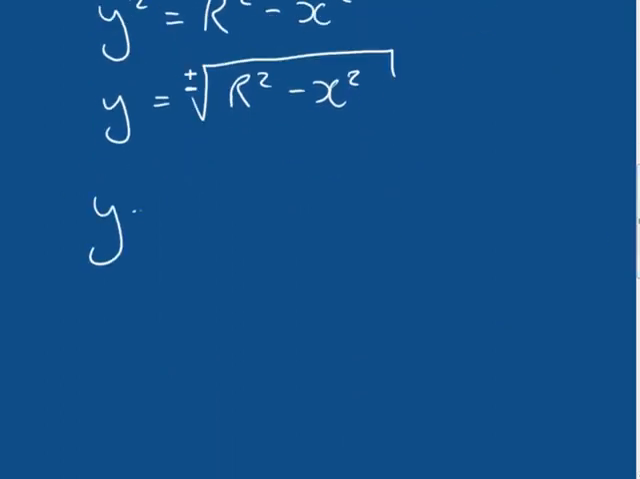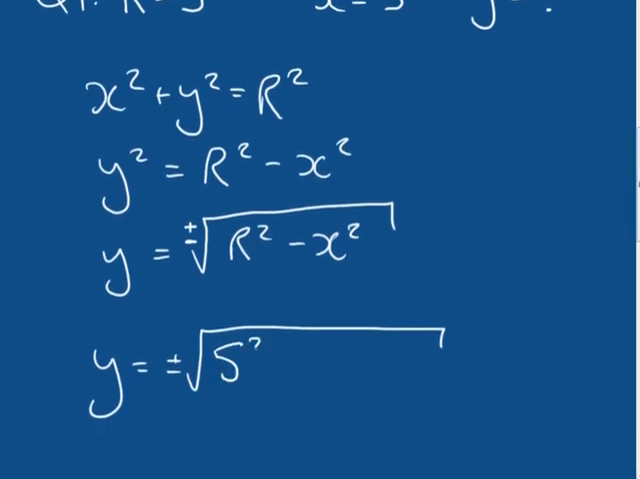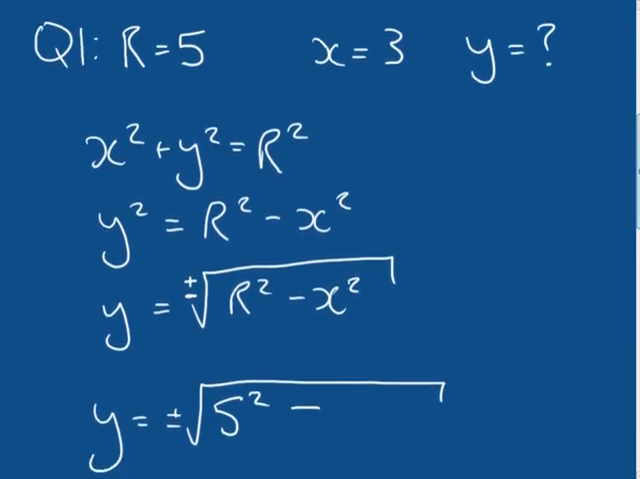So y is equal to plus or minus the square root of r was 5, so 5 squared, minus x is 3, so 3 squared.